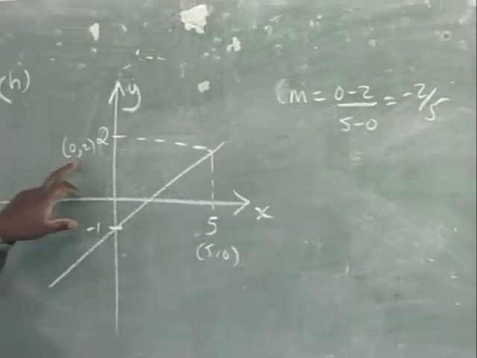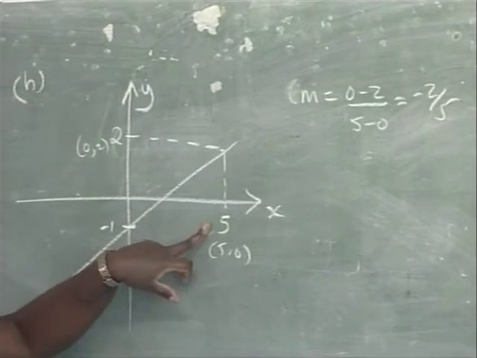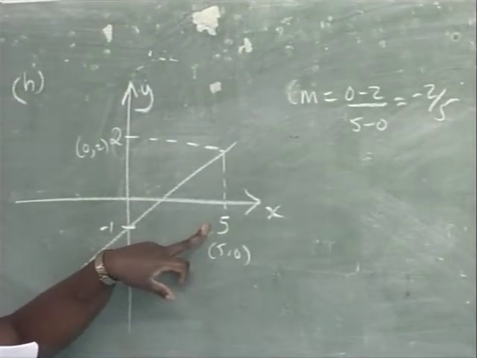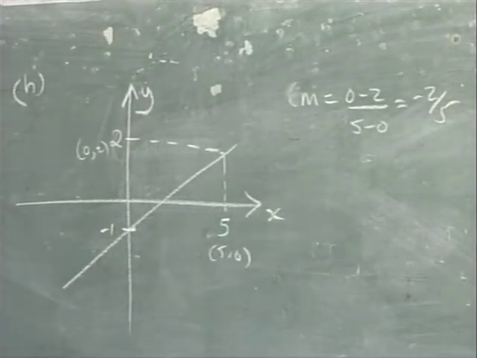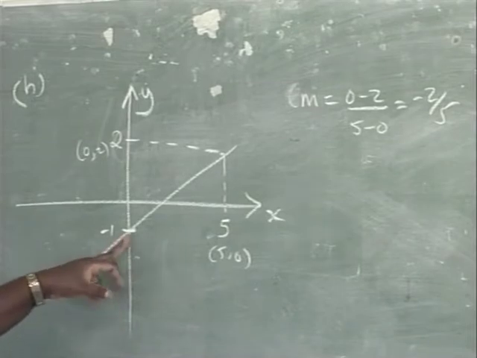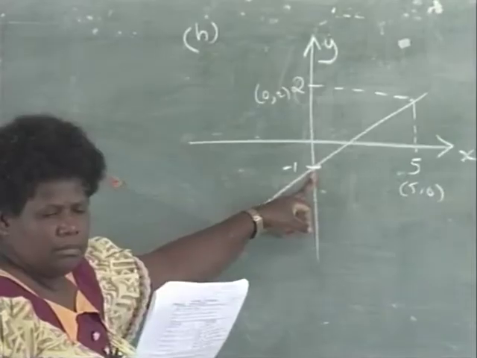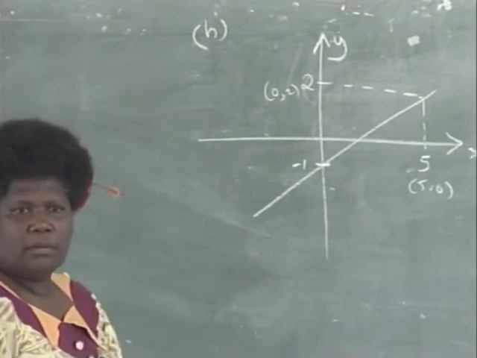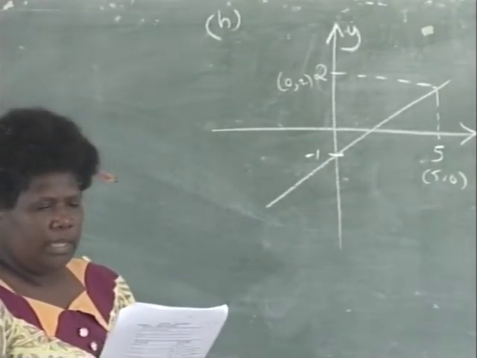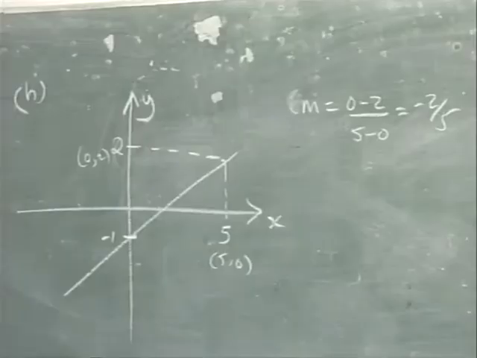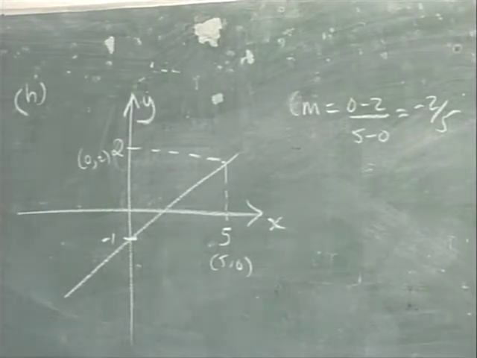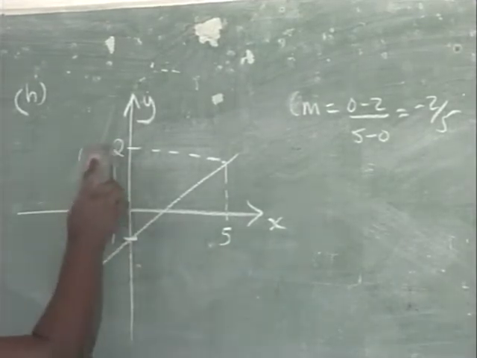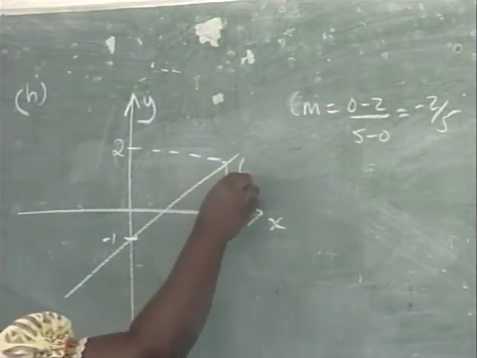This is 2, 0, 2, and this is 5, 0. Huh? And the line goes through negative 1 here. Am I looking at the wrong one? I'm looking at letter H. Oh, sorry. You are right. The line doesn't pass through here and doesn't pass through here. It passes through 5, 2.